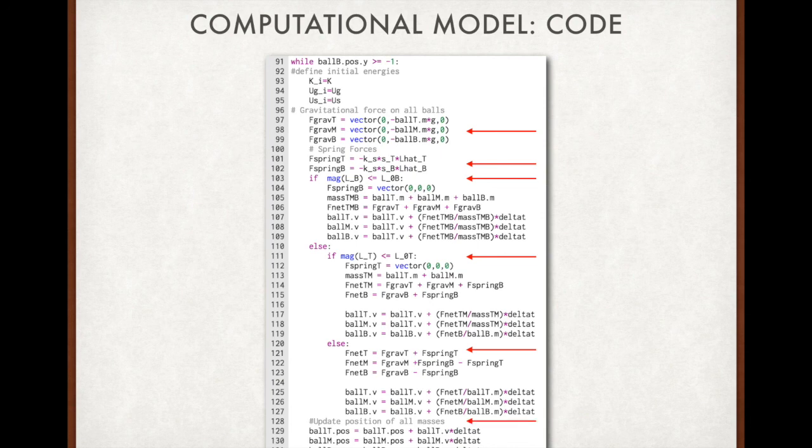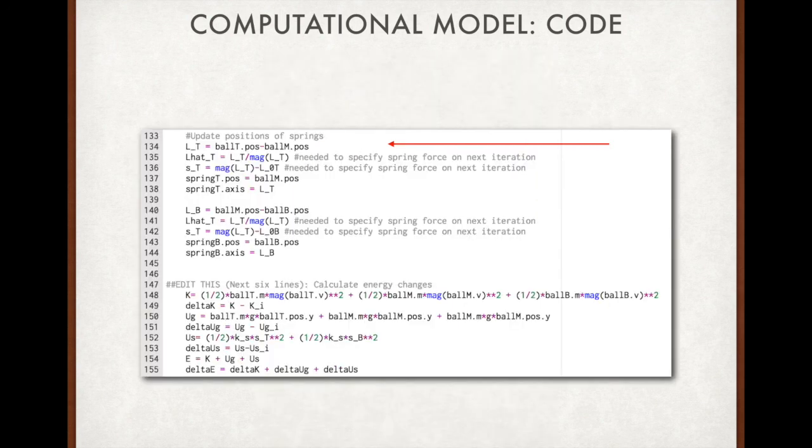And for the final mass, its net force is equal to the force of gravity minus the force of the bottom spring. Here I update the position for all three masses regardless of the conditions that they went through before. So for ball T, its position is equal to its initial position plus its velocity times the change in time. Here I use Hooke's law to update the top and bottom springs. Here I use the energy principle to calculate the final kinetic, gravitational potential, and spring potential energies of the system.